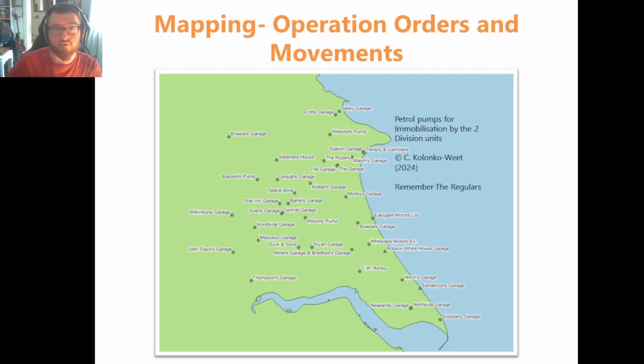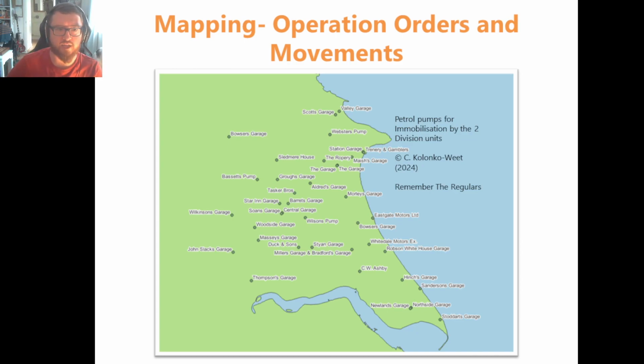And then other sources of information, so petrol pumps for immobilisation in 2nd Division units. This has taken me a very long time to identify, but you find massive lists of petrol pumps in a given area which were to be immobilised by the regular and Territorial Army troops, not the Home Guard. It wasn't until much later that the Home Guard took on this responsibility. Mapping these can be interesting and a bit of fun sometimes, but it shows you how extensive the planning was in terms of these operation orders.